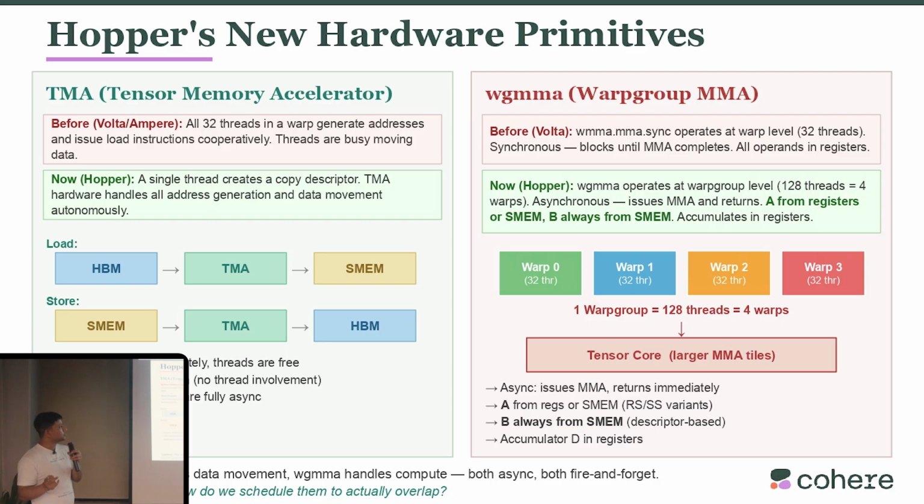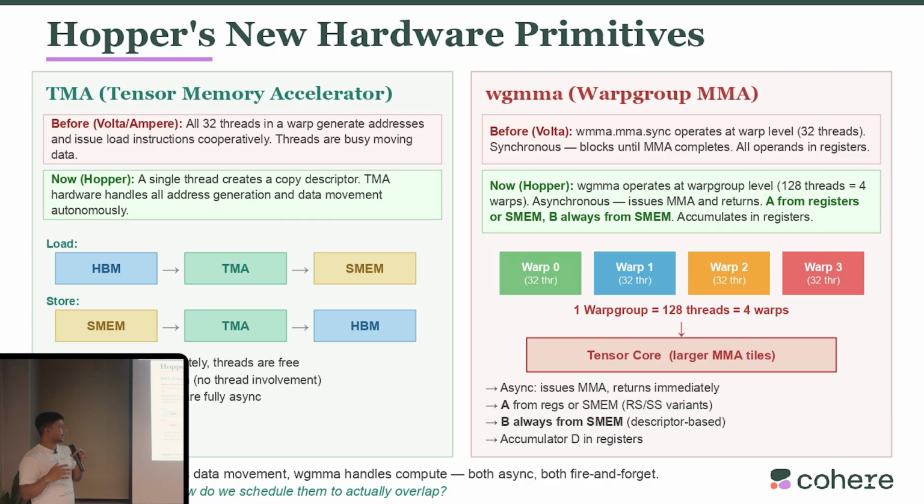Hopper introduced two primitives. One was the tensor memory accelerator, and one was the warp group MMA. And both of these are asynchronous operations. By asynchronous, it means when one happens, the other can function freely. So let's first discuss TMA. The TMA basically loads from HBM to shared memory, and it fires and forgets.